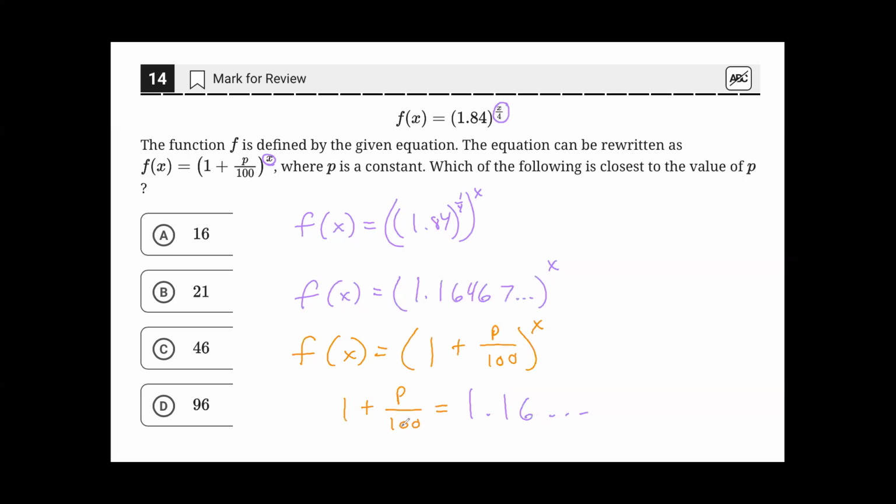Since p over 100 is essentially asking up to the hundredths place, this number is only rounded to the hundredths place. 1 plus p over 100 equals 1.16 essentially equates to p over 100 equals 0.16, which means p would be approximately equal to 16. They should both be approximately equal since we are rounding there. And since the question says which of the following is closest to the value of p, that would be answer choice A. So choice A is correct.